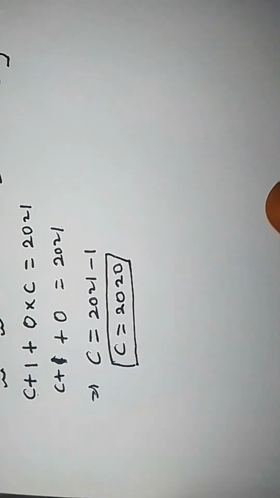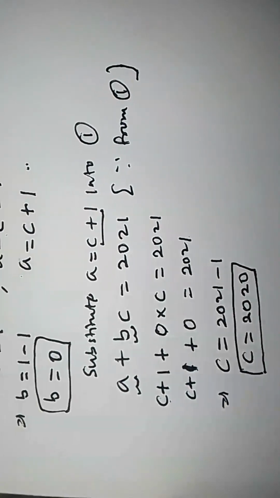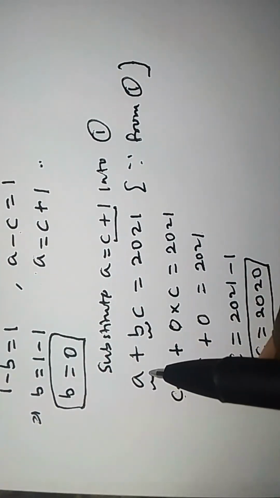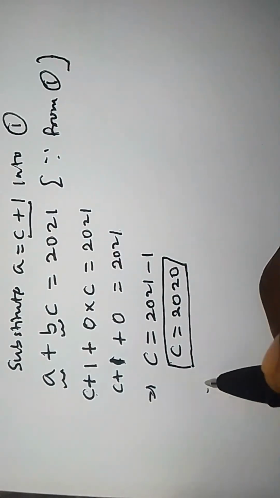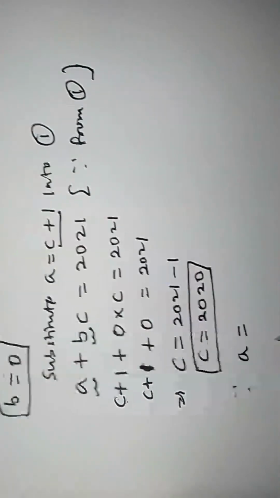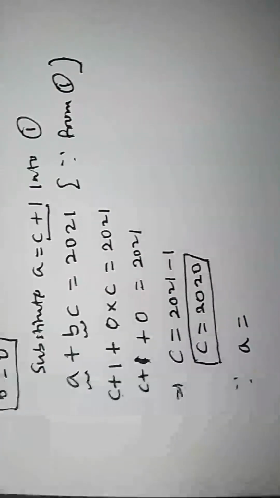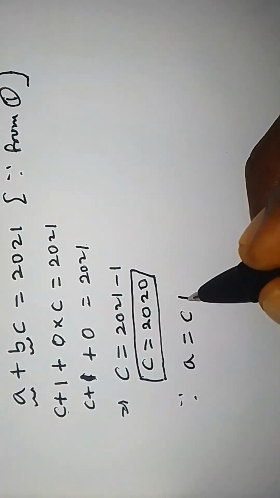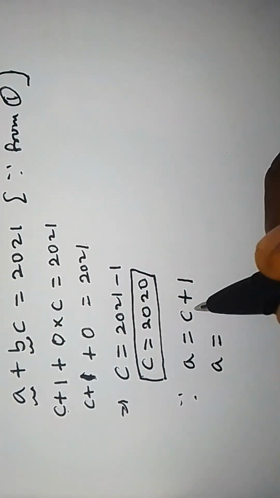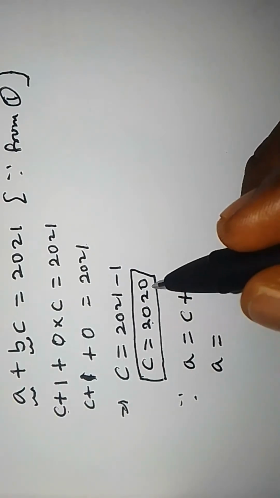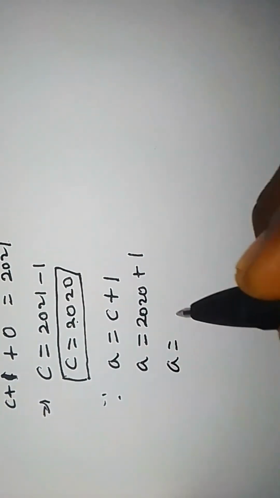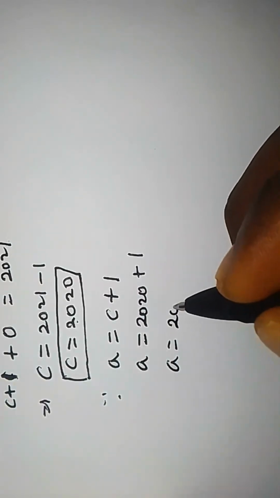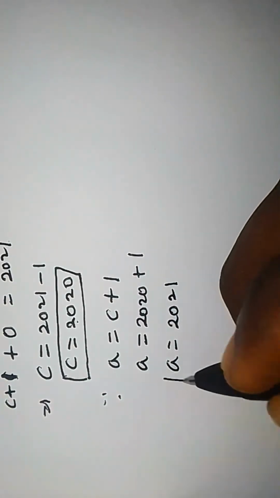Now, what is left now is to find the value of A. We already obtained the value of B and the value of C. So since A equals C plus 1, and the value of C is 2020, A equals 2020 plus 1, that is 2021. This is the value of A.